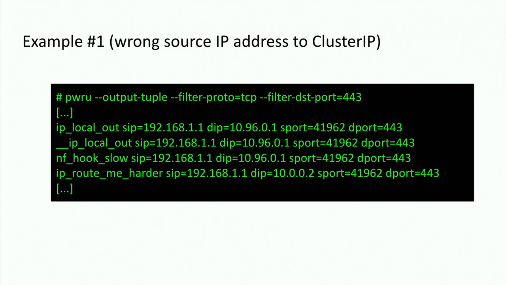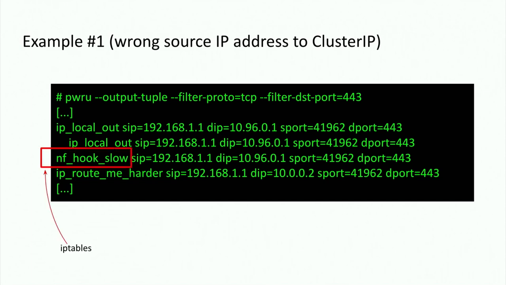So here I'm running Peru with a bunch of filters. I'm filtering traffic going to destination port 443, which is where the Kube API server pod is listening on. And I've set the protocol to TCP. I invite you to look at the output of Peru here.